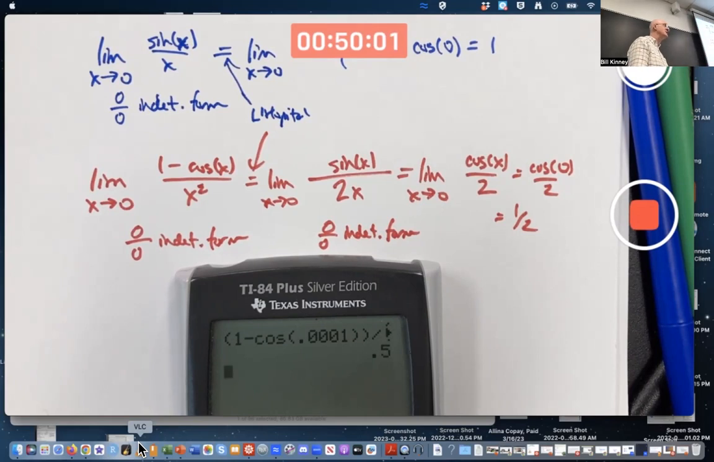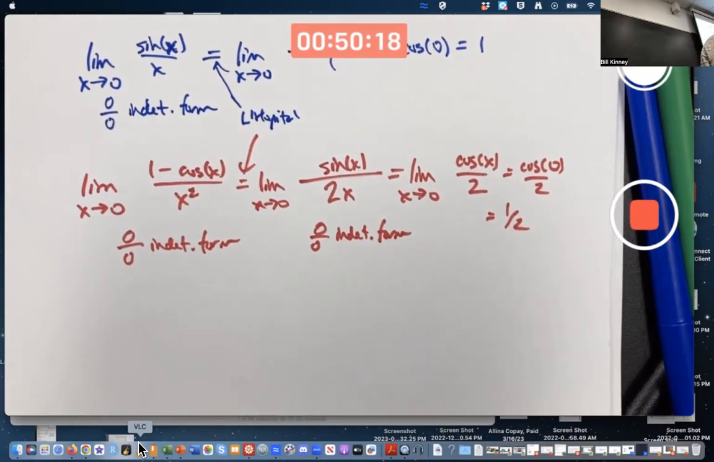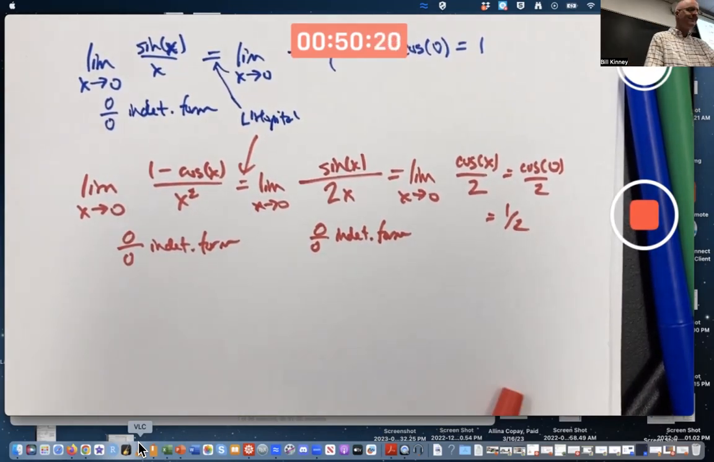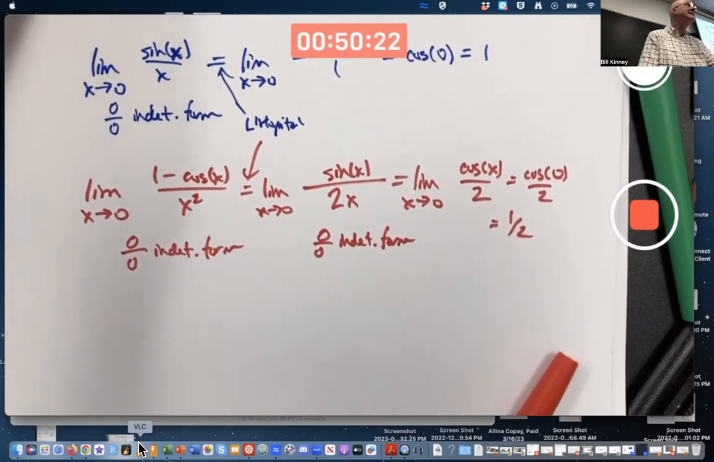So sometimes you have to use L'Hopital's rule more than once. Twice in this case. Sometimes you can come up with problems where you have to use it 3 times or 4 times or 5 times or 6 times or 7 times or an arbitrary number of times. And sometimes you can use it forever and it doesn't help. But there is an answer still. So it's not always helpful.